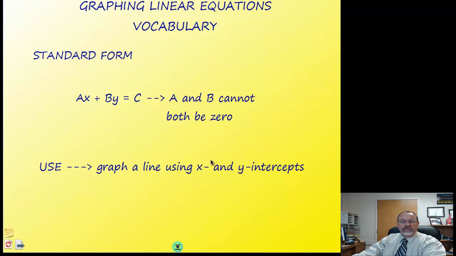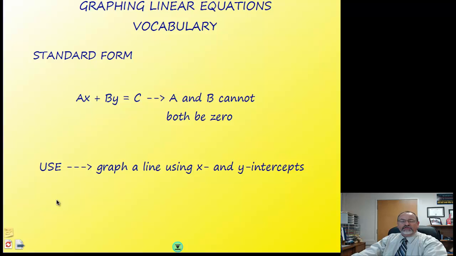So with standard form, you can figure out the x and y intercepts, and because that's 2 points, and you only need 2 points to make a line, you'll be able to graph the line using the x and the y intercept. And that's what it can do. Now what it can't do, standard form, is tell you what the slope is.